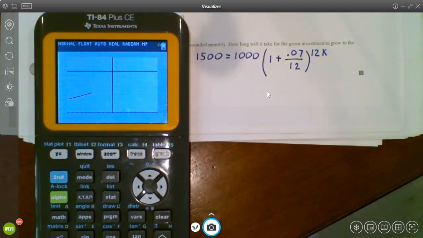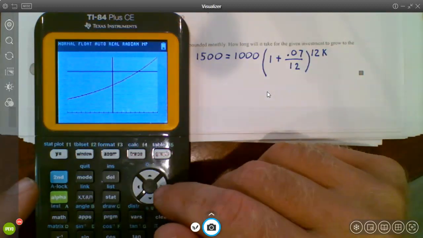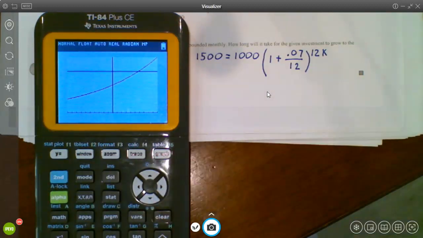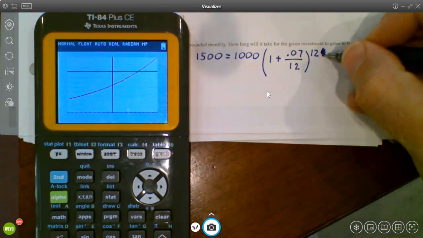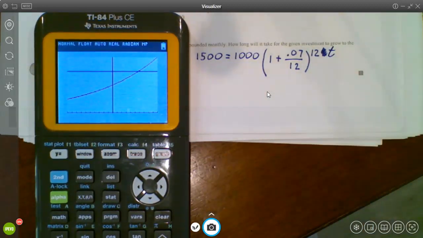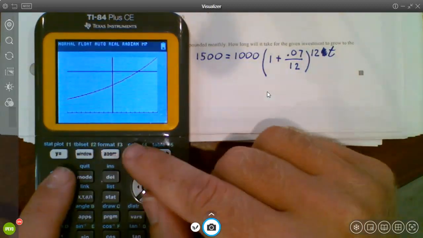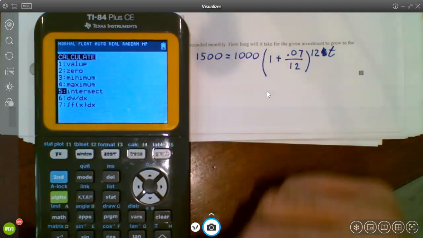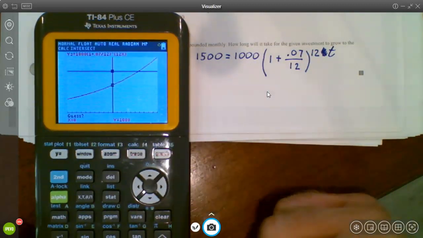So here comes the growth curve. So there's that point of intersection. I want to know what that x coordinate is, because that's time. Which reminds me, that was not k, that was t. K was 12. Anyway, go under calc, choose intersect, enter, enter, enter.